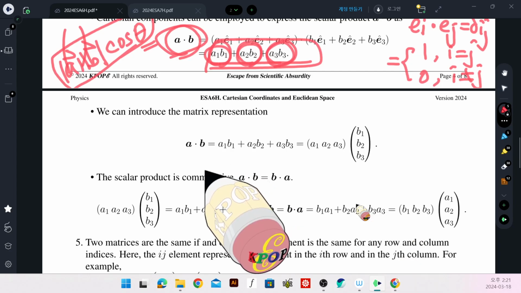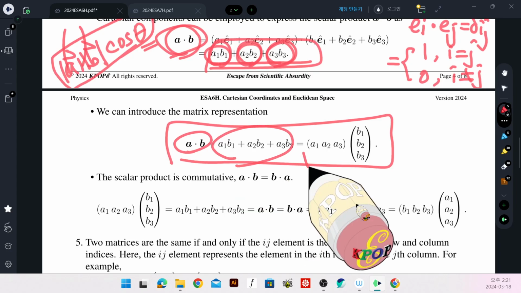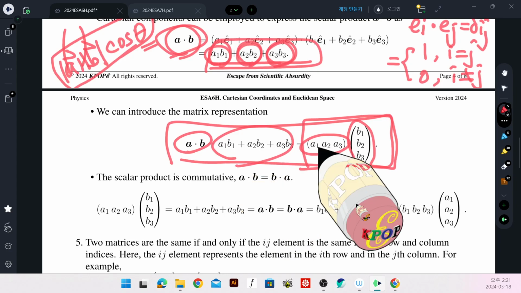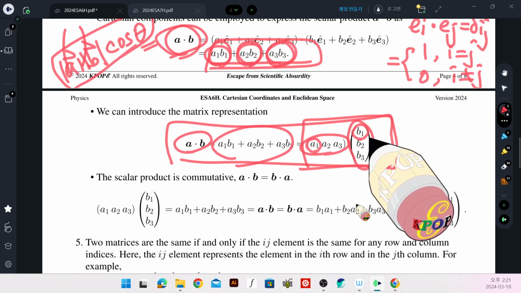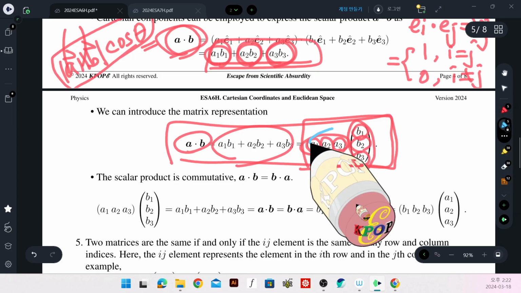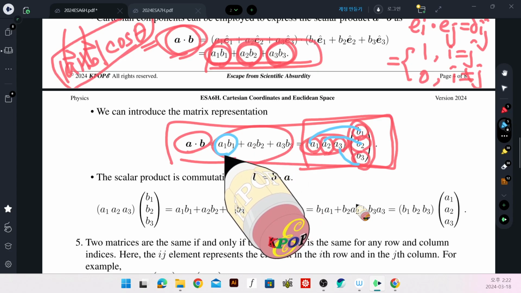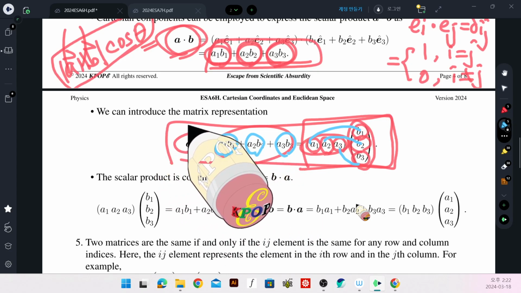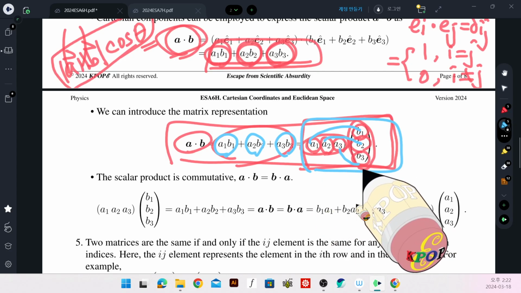Let's see. We define this row vector multiplied by the column vector by this. That means multiply the first element of the row and the first element in the column, and the second, third. A1 B1 is written here, A2 B2 is written here, and A3 B3 is written here, and sum them all. This is called the product of a row vector and a column vector. So it is just a definition.